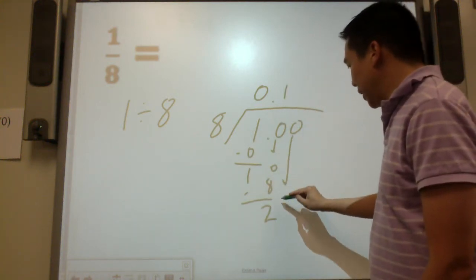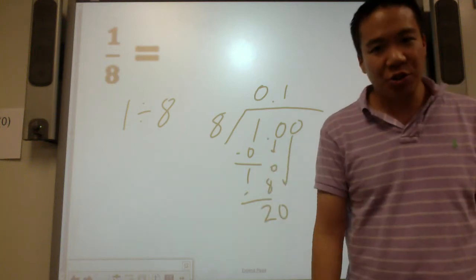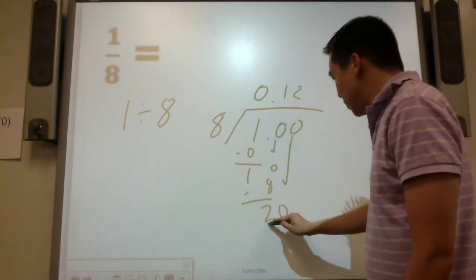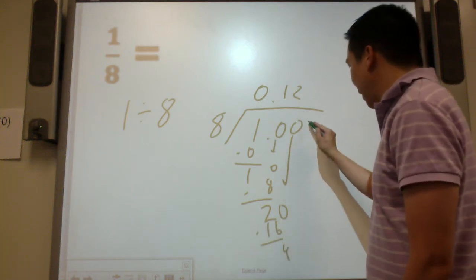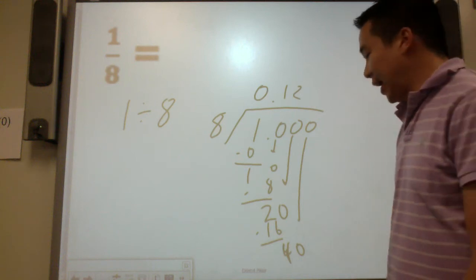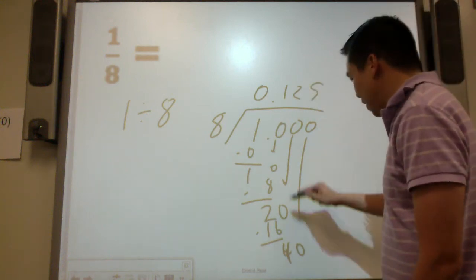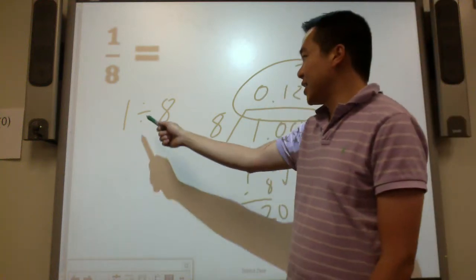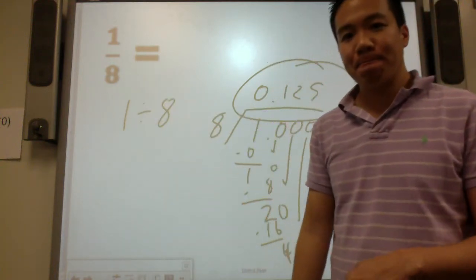Add another 0, bring it down. This is 1.00, it doesn't change its value. How many groups of 8 go into 20? 2 times. Remainder is 4. I need to get rid of the remainder. We don't do remainders in 6th grade. How many groups of 8 go into 40? 5 times. So we have the decimal 0.125. It's the same as 1 divided by 8, or 1/8.